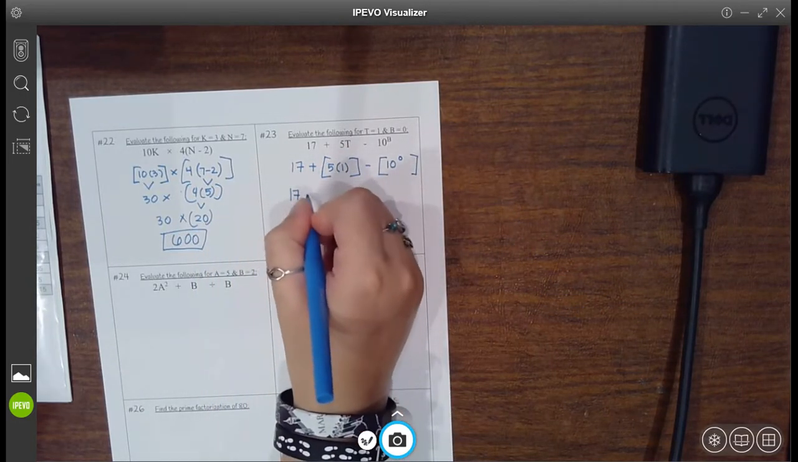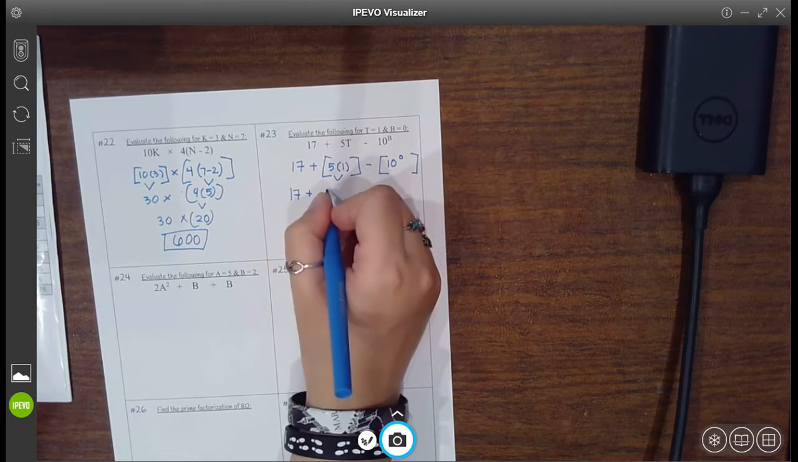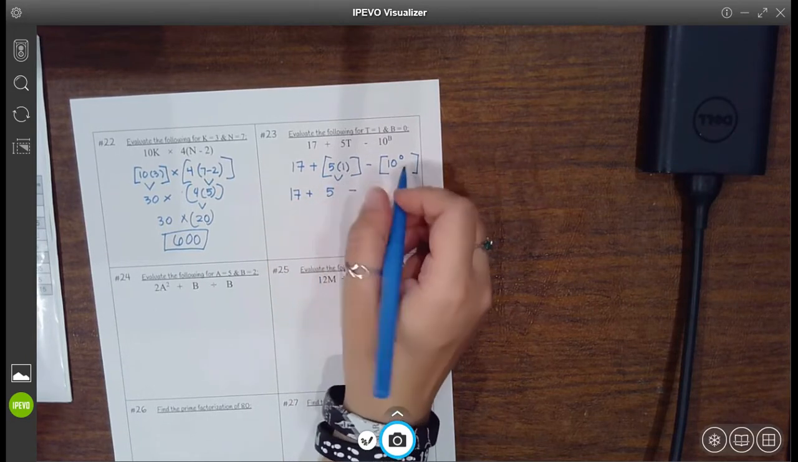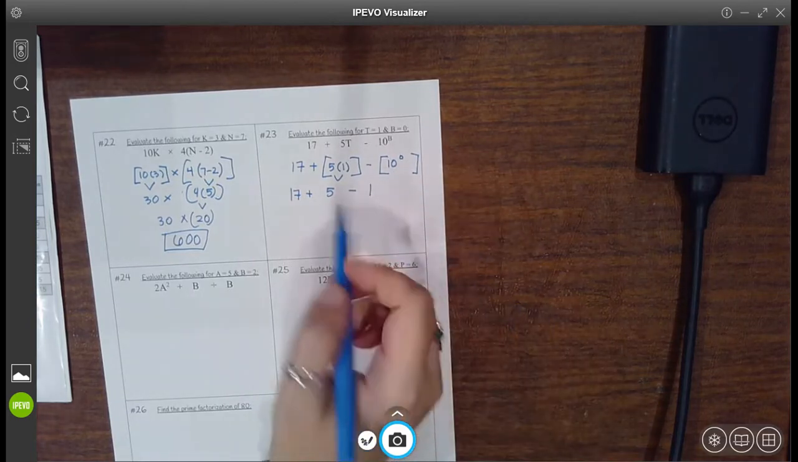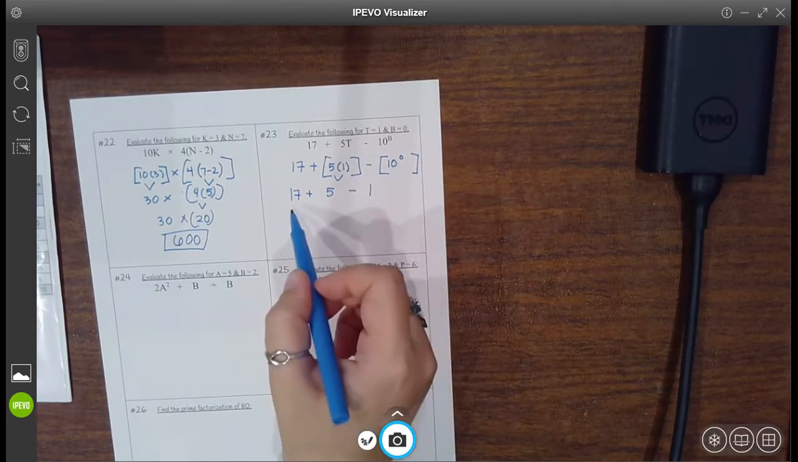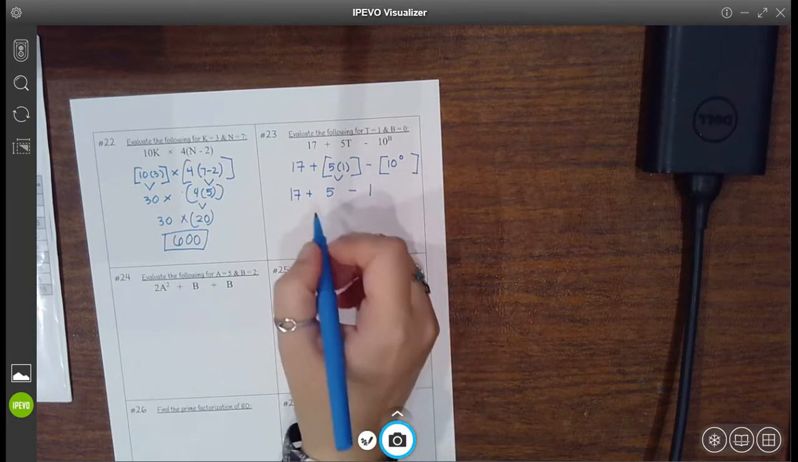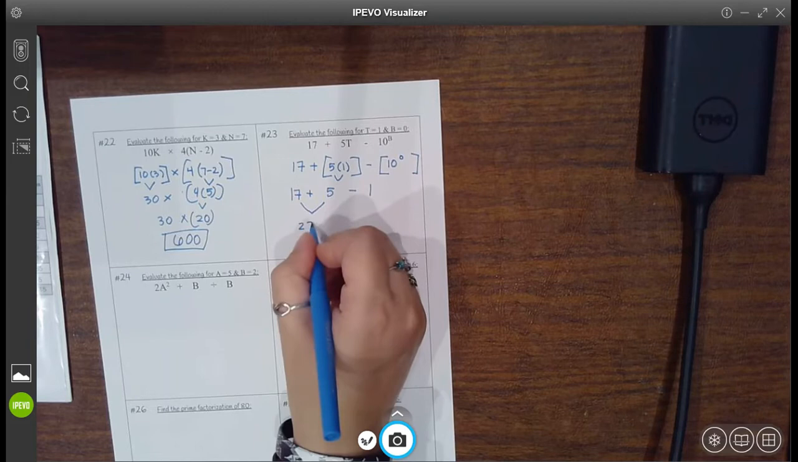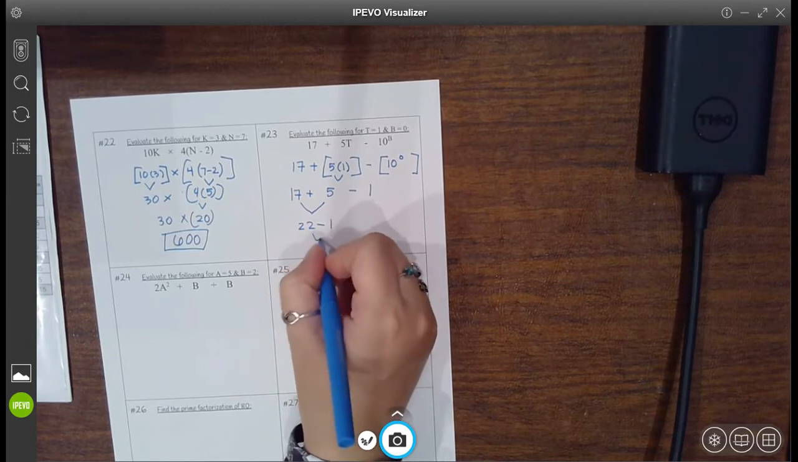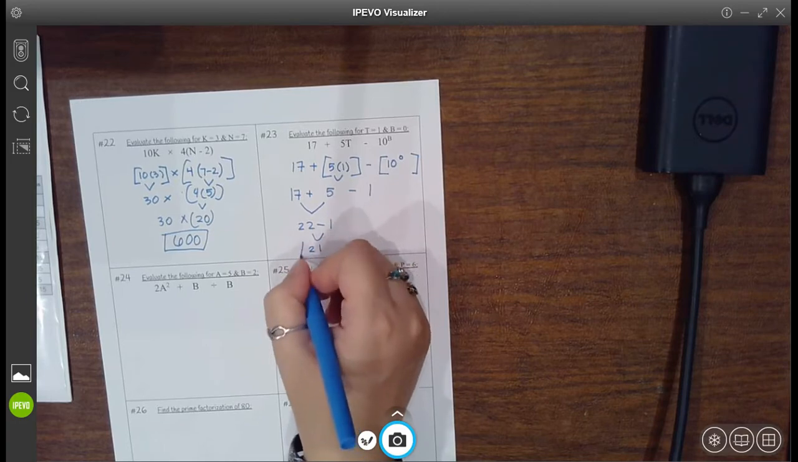17 just comes down. 5 times 1 is 5. And then this term, anything to the 0 power is 1. Now I just have this. So there are only addition and subtraction left, so I can go from left to right. 17 plus 5 is 22, and 22 minus 1 is 21.